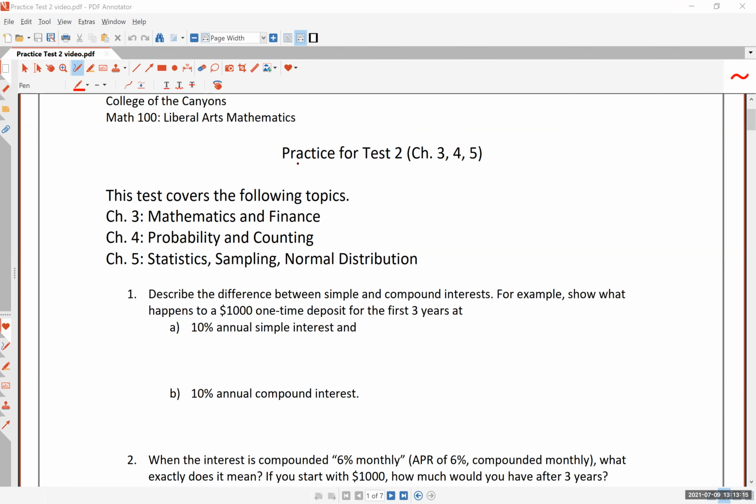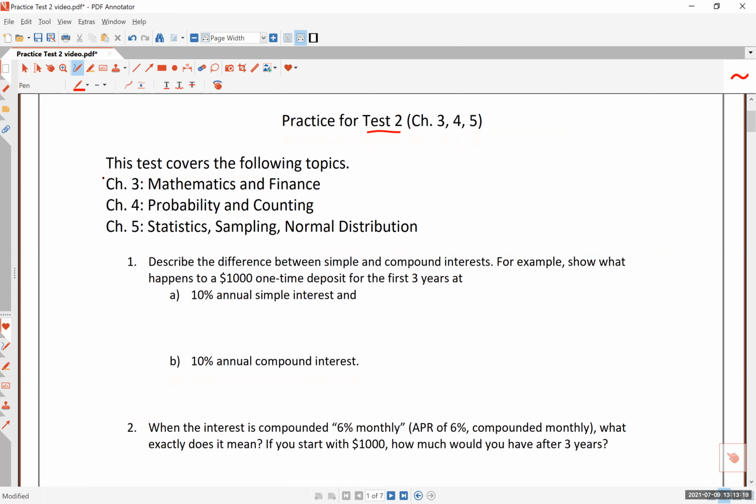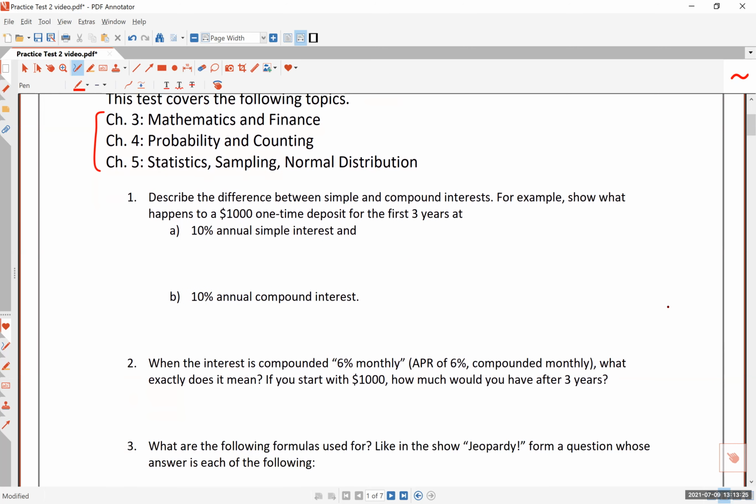All right, practice test number 2. And of course, this test will cover chapters 3, 4, and 5. So we have finance, probability, and statistics. Number 1. Let's talk about the difference between simple and compound interest. Most of our focus has been on compound, but you may want to know just a little about simple interest just because it's simple. All right, so we are going to start with a $1,000 one-time deposit.